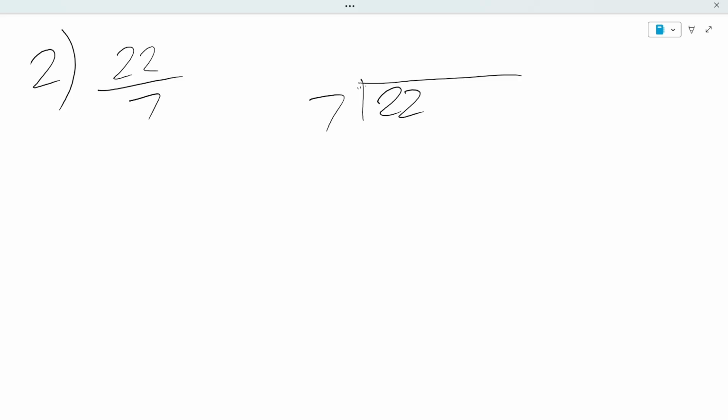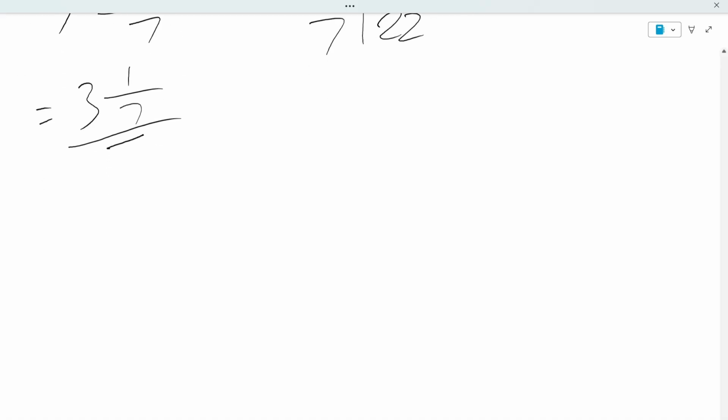Let's do another one. If I took 22 over 7, how many times does 7 get into 22? It's 3 times, remainder 1. So we now have whole number plus remainder over denominator, 3 1/7. You can see if you do enough of these, get enough practice, you'll be able to do it very, very quickly in your head.